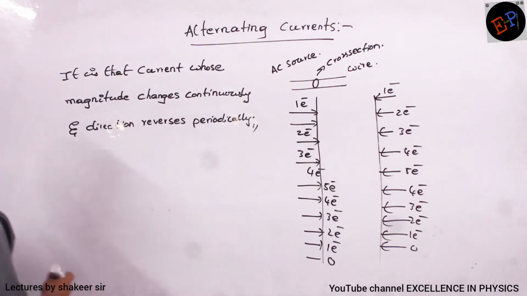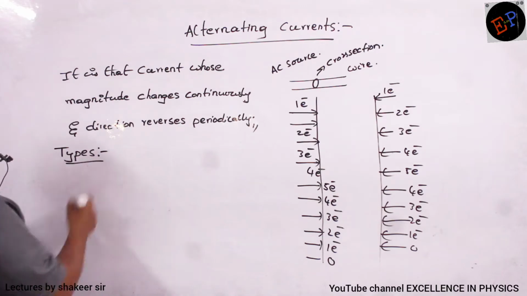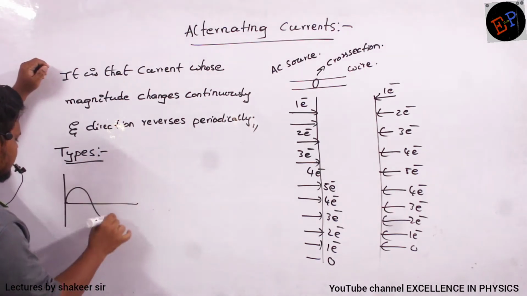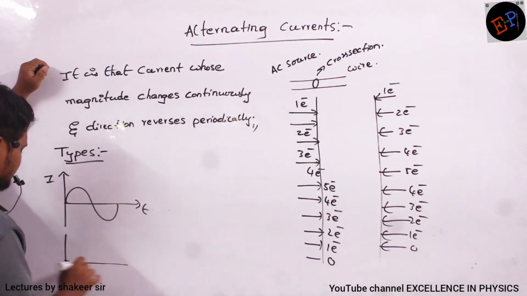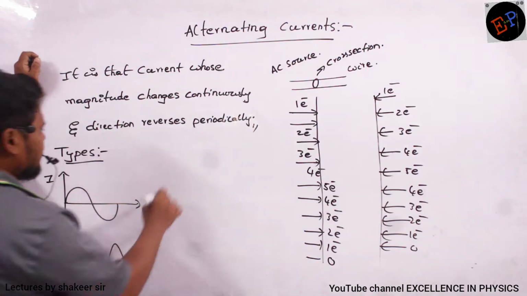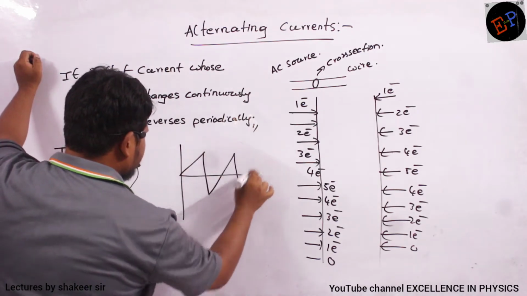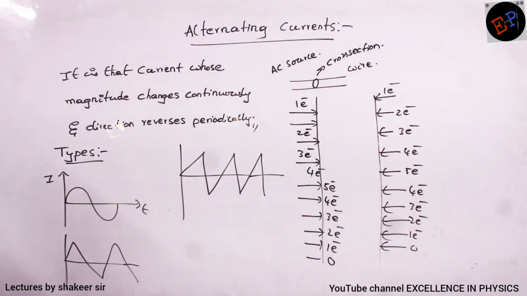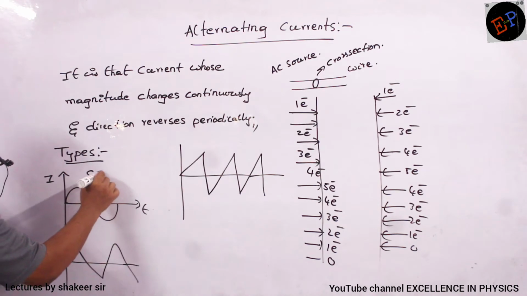So there are many types of ACs, ma. Here we are studying only sinusoidal AC. There are many kinds of AC. So this is also an AC. Okay. So I can say this is also an AC. Triangular AC. Clear, ma? I can say this is also an AC. Okay. There are many kinds of ACs. Now in our syllabus, we are studying only this AC, which is called as sinusoidal AC.